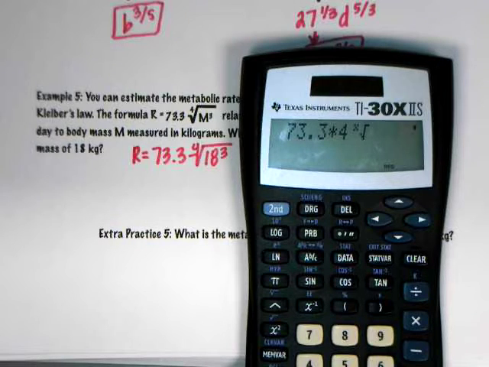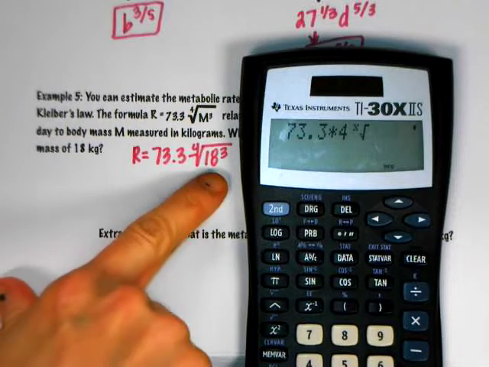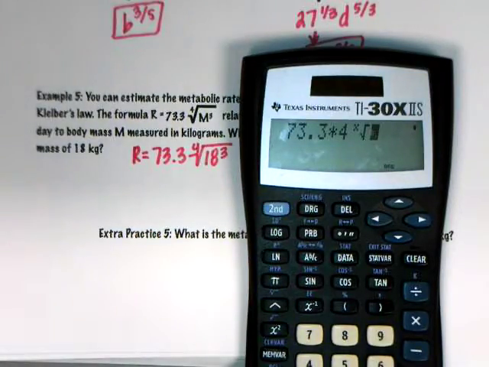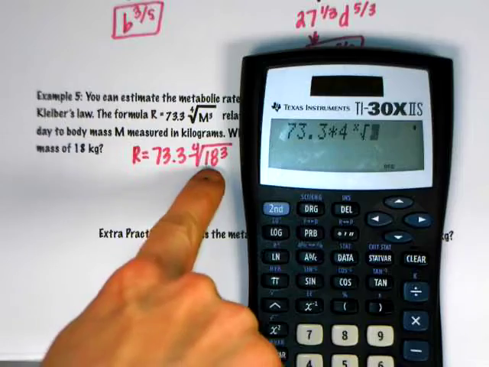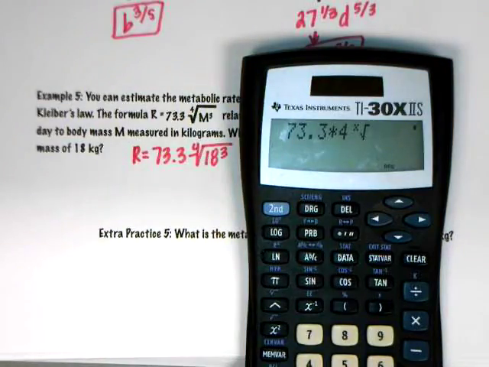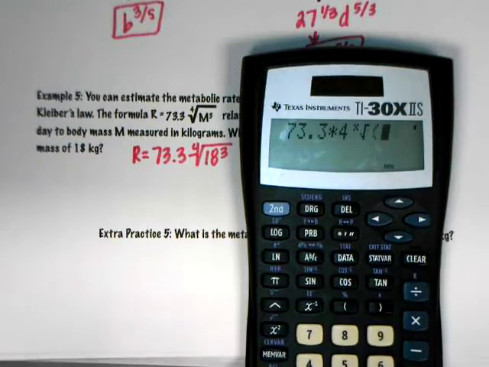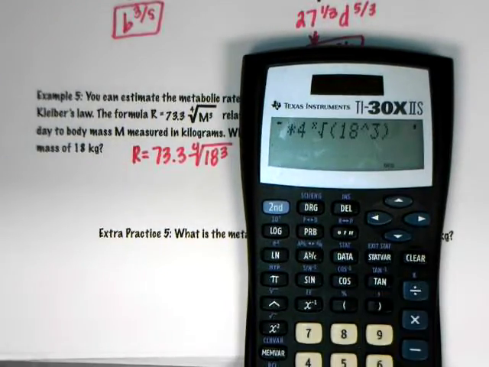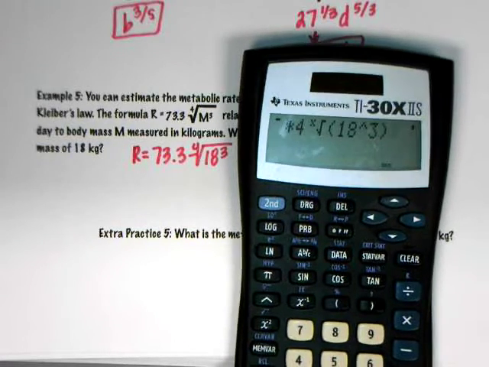And then here's where you have to be careful, because the 18 to the 3rd power is all underneath that radical, right? So if you don't put parentheses, then it's going to think just the 18 is underneath it, and then your whole answer is to the 3rd power. So you want to make sure that you put parentheses, and then 18 to the 3rd, and close your parentheses. So it groups all that together underneath the radical, okay? And you get this.